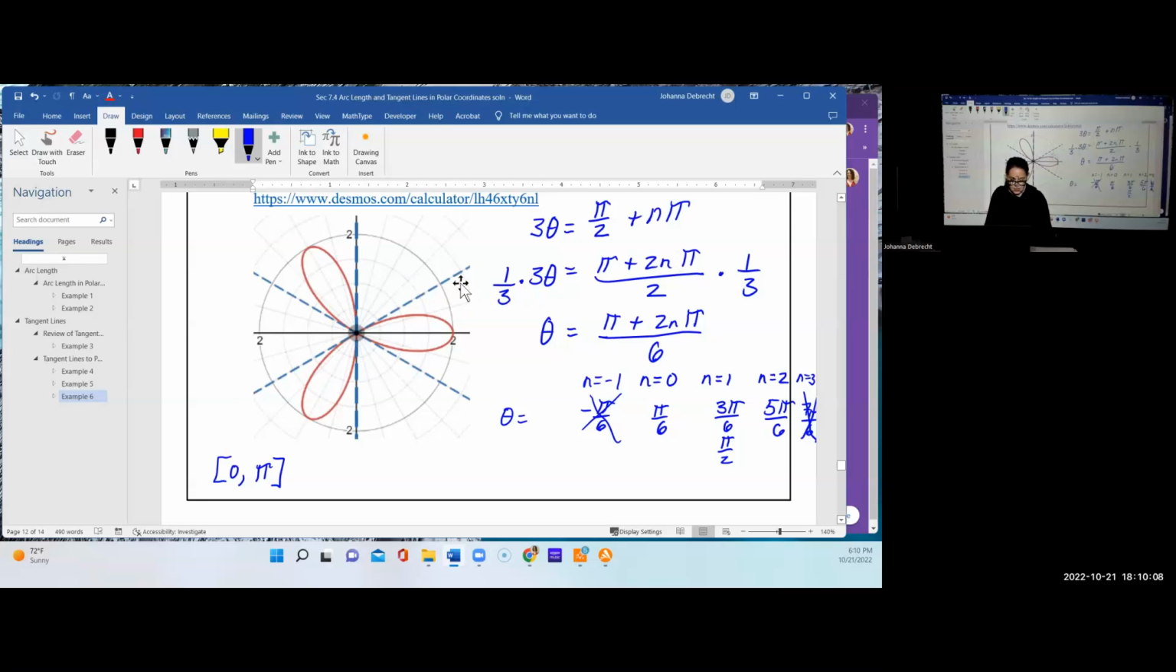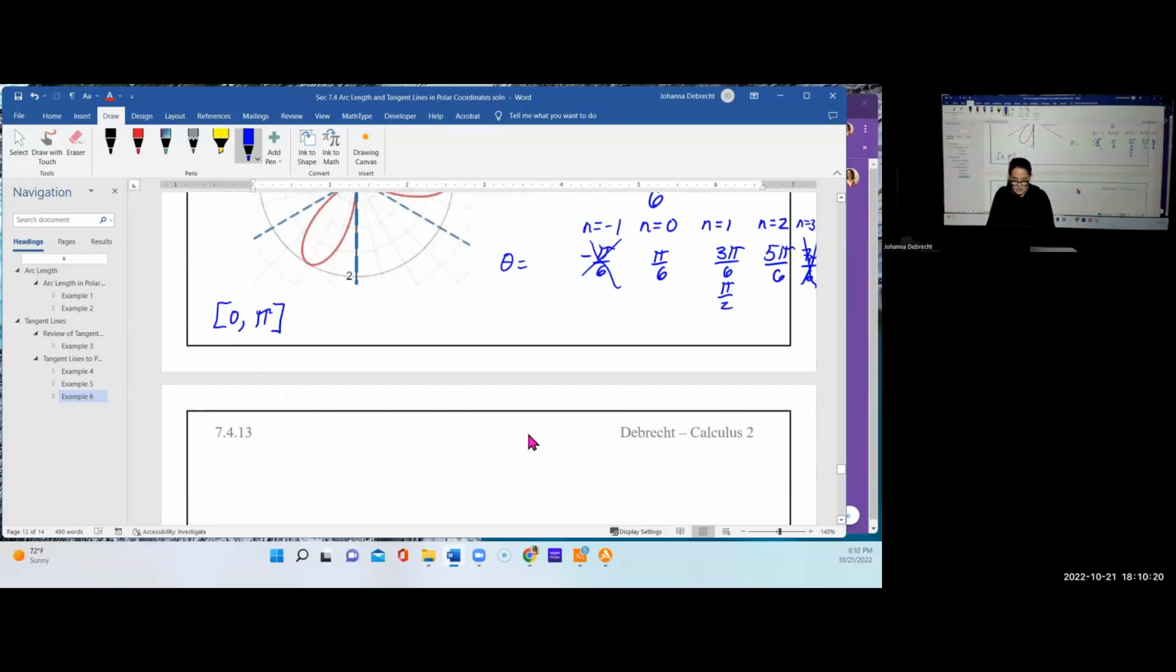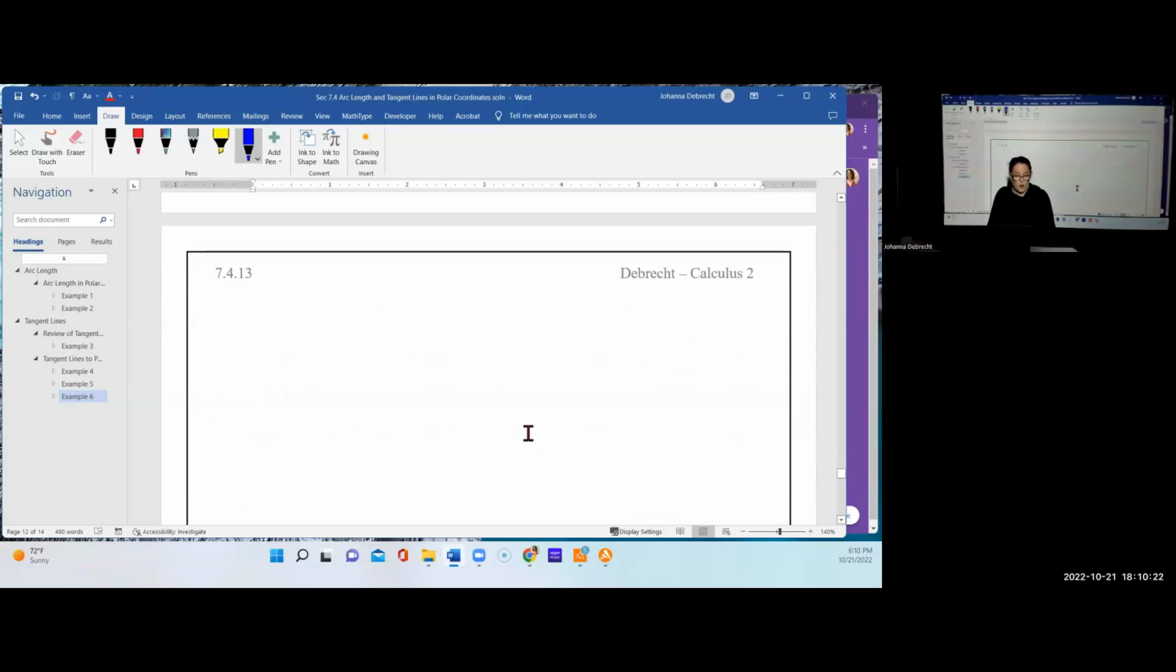So I've got 3 different tangent lines. I've got this one here where it looks like it's coming in at an angle of pi over 6. This one here where it looks like it's coming in at an angle of 5 pi over 6. And this one here, which must be the angle pi over 2.